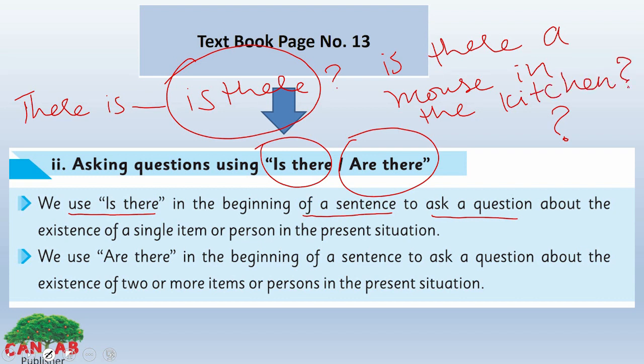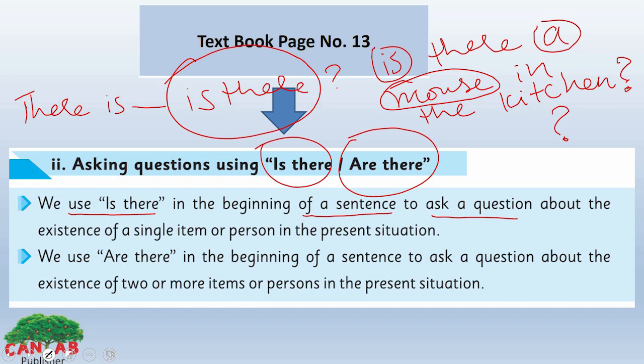Here, I'm asking a question. That's why I have put a question mark here. And I'm asking about one singular mouse here. When we ask a question, we swap them: we put is in the first position and there after that, because we are asking a question. It's a grammar practice. We do this: when we ask a question, we put the helping verb is at the start of a sentence.